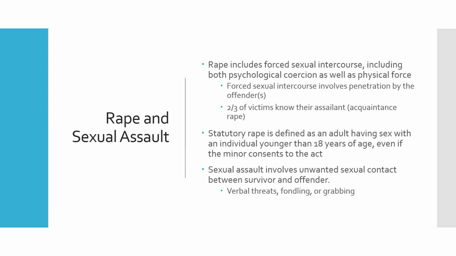Rape and sexual assault. Rape includes forcible sexual intercourse, including both psychological coercion as well as physical force. Statutory rape is defined as an adult having sex with an individual younger than 18. Even if that minor consents, it's still statutory rape. Sexual assault involves unwanted sexual contact between survivors and the offender.